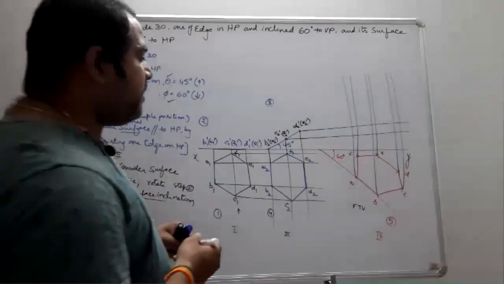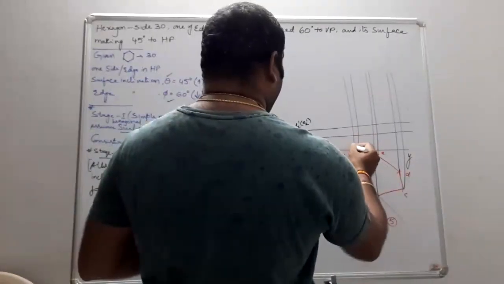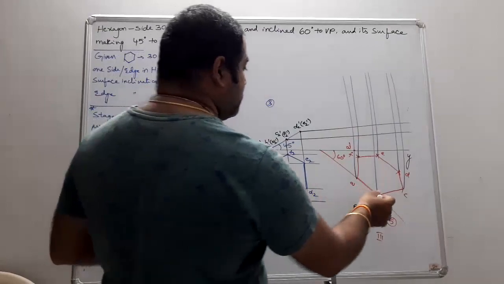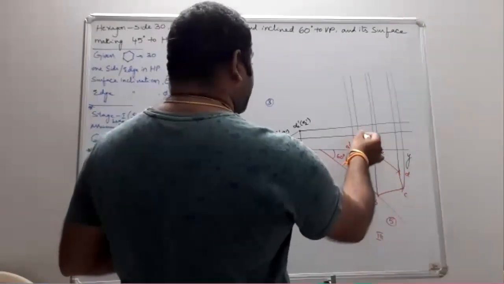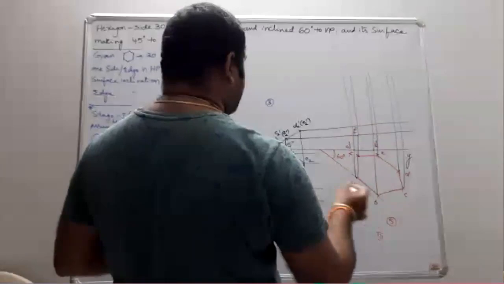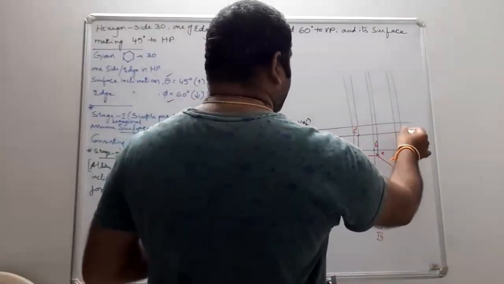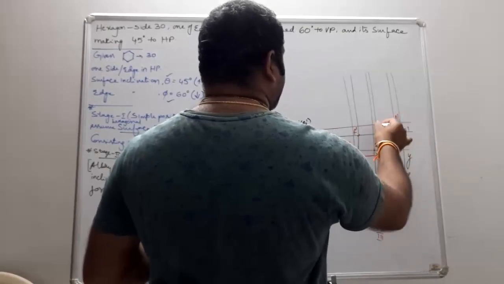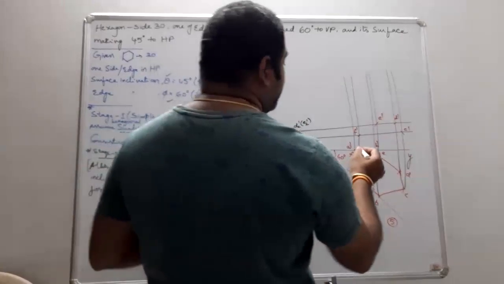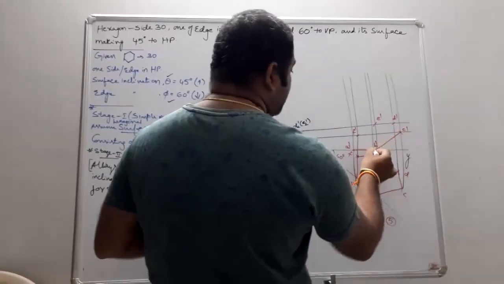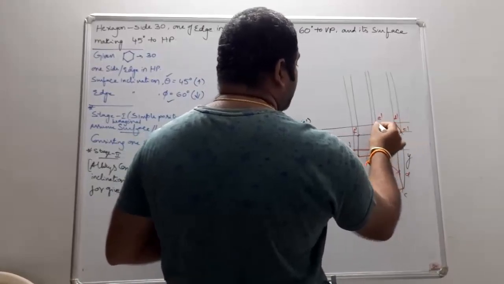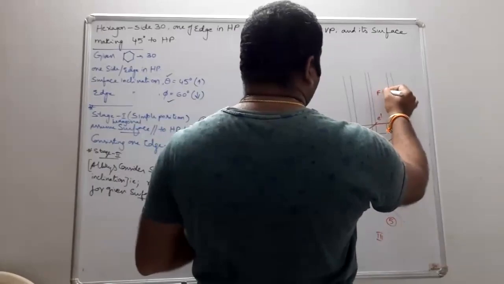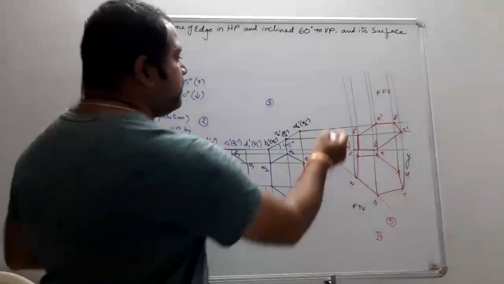Okay. Now let us see A. A is going to be on XY. So this becomes A dash. Next, B is also on XY. This becomes B dash. And this becomes your F. This was F dash. This was your C dash. D dash. E dash. Now join all the points in sequence: AB, BC, CD, DE, EF, and AF. So this becomes your final front view. So this was your step 6.